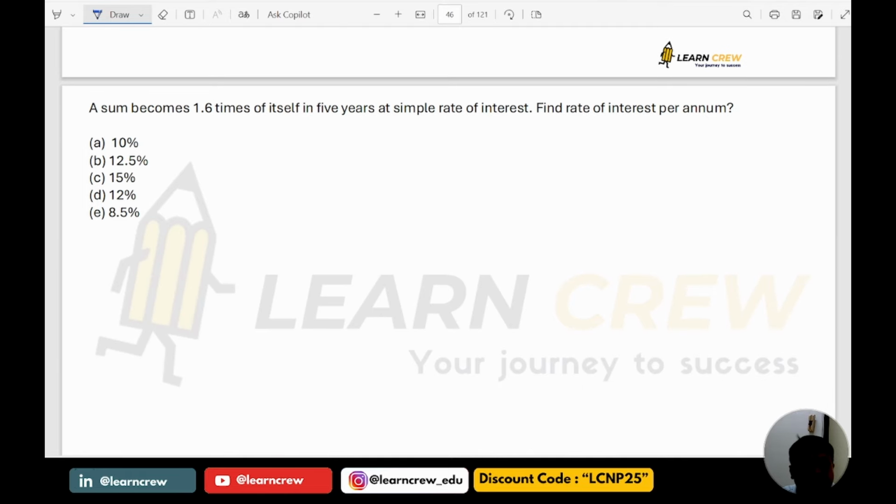Next, a sum becomes 1.6 times of itself in 5 years at simple interest. Find the rate of interest. So 100 is the principal. 1.6 times means 160 in 5 years. So 1 year interest is how much? 5 years interest is 60. So 1 year interest is 12. So on 100, per year 12. So 12% is the rate of interest. Next.